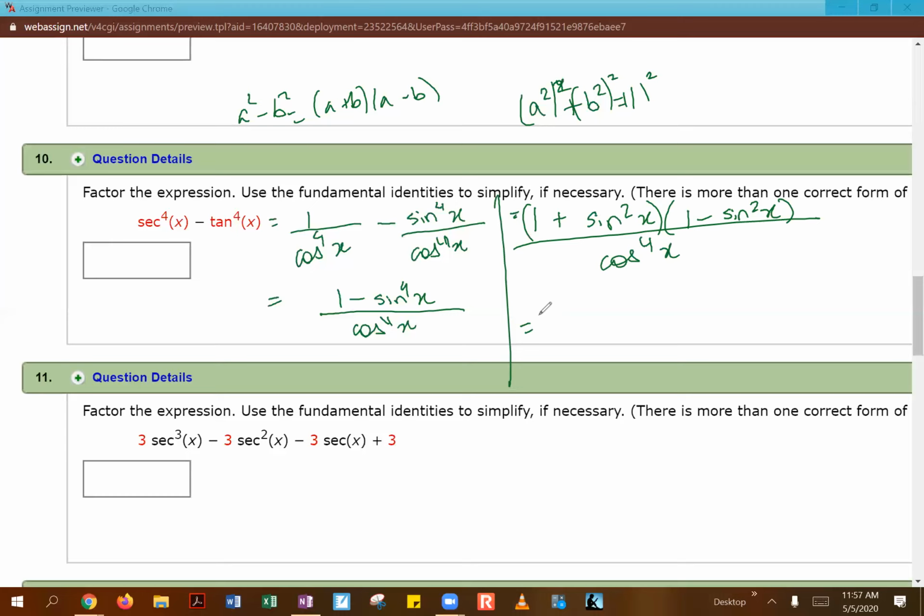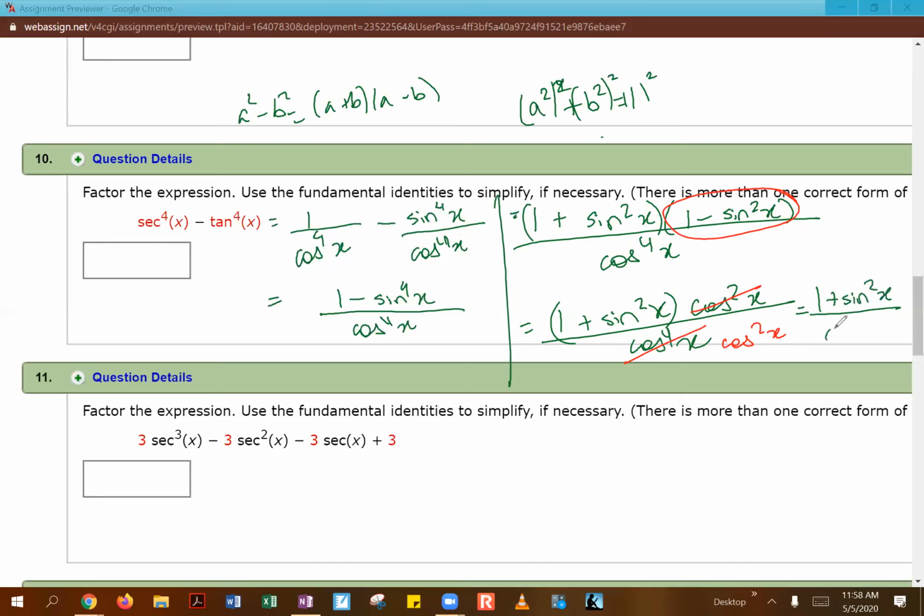And what will happen with 1 minus sine squared of x? It'll turn into cosine squared of x, and then that'll cancel out with the cosine to the fourth power. Yeah, exactly. Very good. That will become cosine squared of x, and then reduce down, leaving us behind with 2 of these. So it's just 1 plus sine squared of x over cosine squared of x.